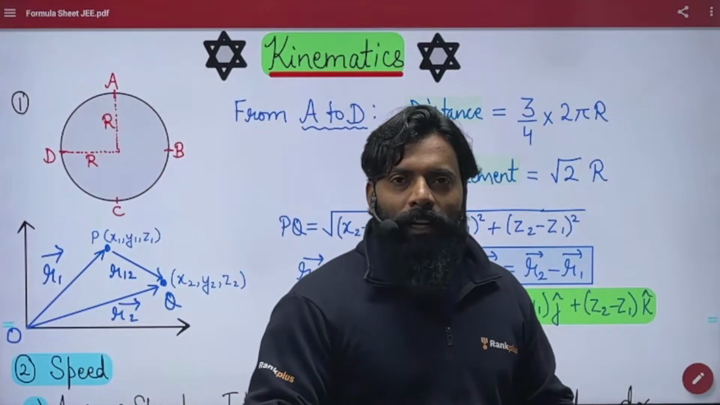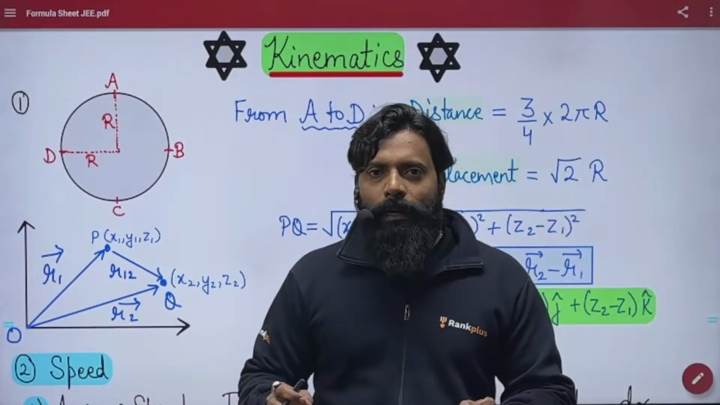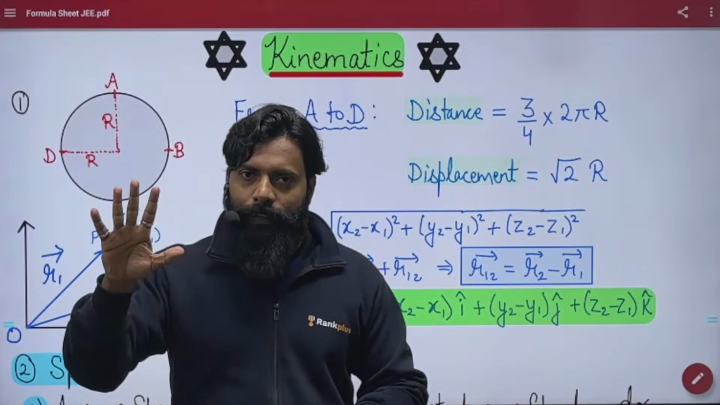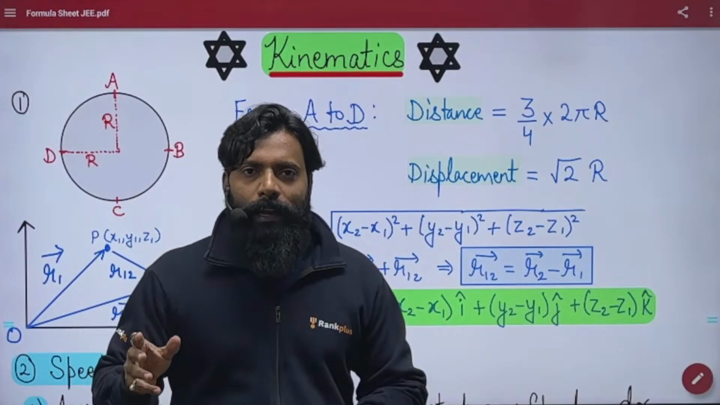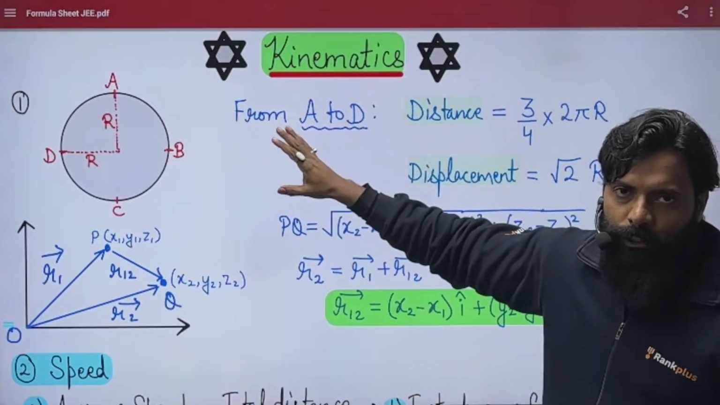So let's start from our first topic, which is kinematics. In kinematics, if you see the previous year questions, at least the last 5 years, you will find that the questions are coming directly from our formula sheet.